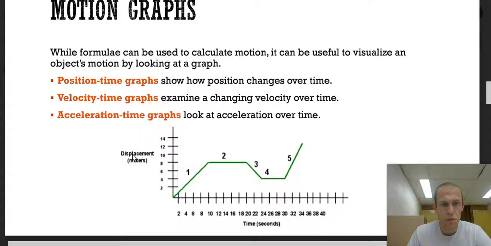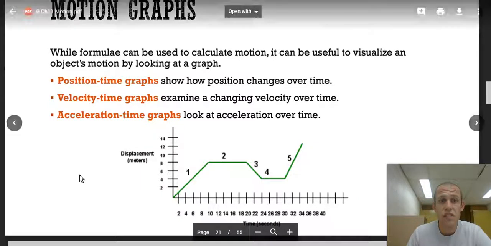So here we have displacement and time. So this is a position time graph. You could call it a displacement time graph if you really wanted to. So what we're going to do is look at a couple of these and just talk through what is occurring right now. First, you notice that this person is starting at the origin right here. So what that means is they are at position 0.